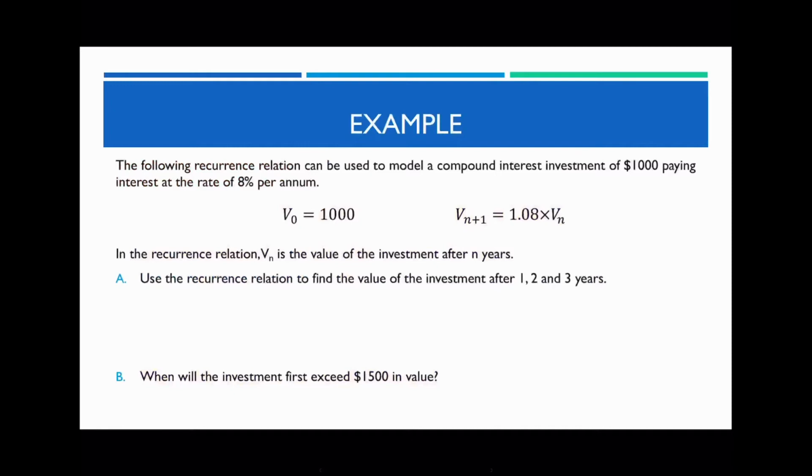Before I even answer this question, I'm just going to quickly go over how they obtained this recursive relation equation. In this case, V0, remember, represents your principal. So that's this amount over here.